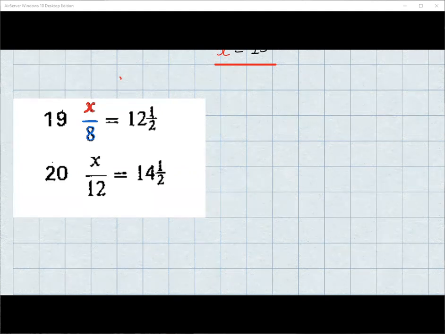Opposite of divide by 8, Yahya, is? Times. Okay, that's good so far. Lovely. And then how do we actually work that out? You do x is equal to 12 and a half times by 8. How do we work that out? You do 12 times 8 and then add a half, which is 96 and a half.